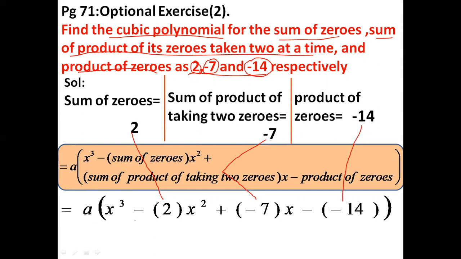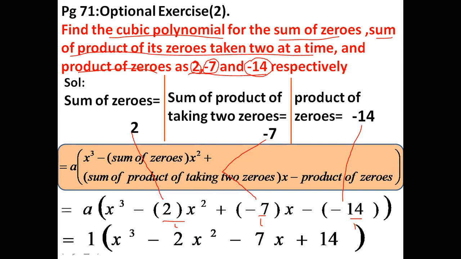Here in place of a, in the denominator is 1, here also 1, so nothing but 1. So you substitute 1 in place of a. So 1 into x cube minus 2x square, here plus of minus, minus 7x, here minus into minus is plus, so plus 14. If you multiply 1 with this cubic polynomial, you get x cube minus 2x square minus 7x plus 14, your answer.